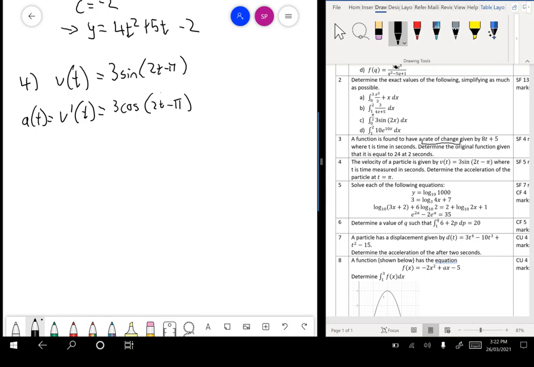Minus pi. But because it's a chain rule, we've got to times by the derivative of that inner, which would be times 2. Which gives us 6 cos 2t.